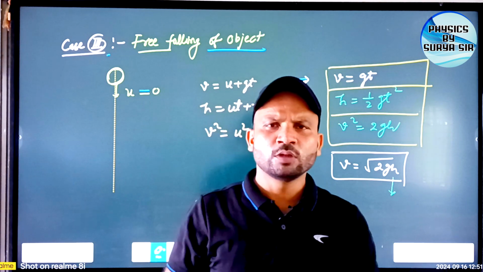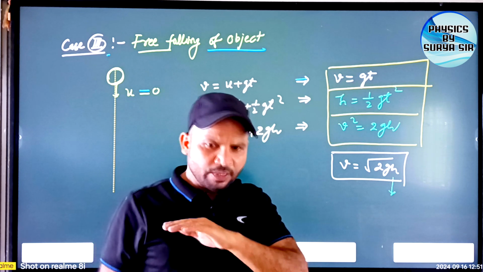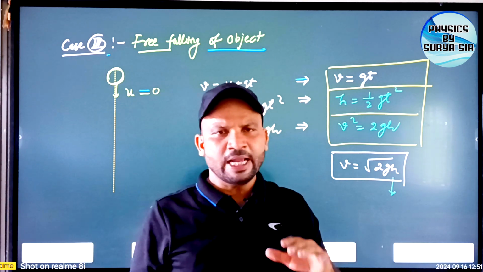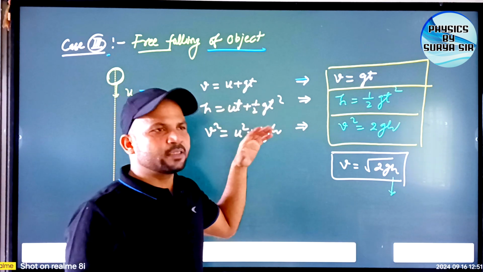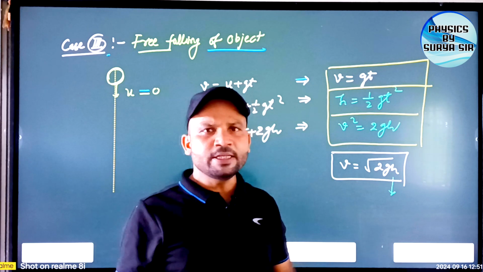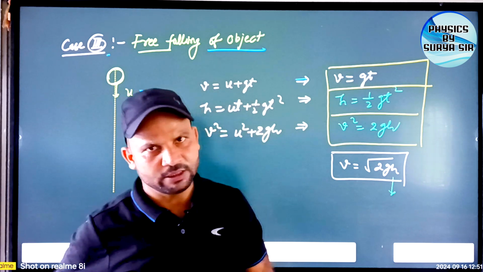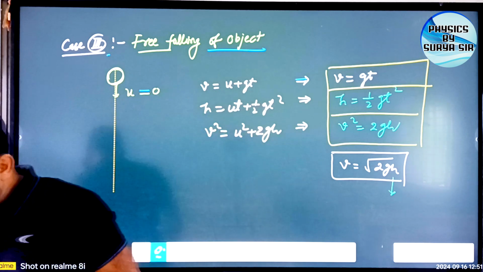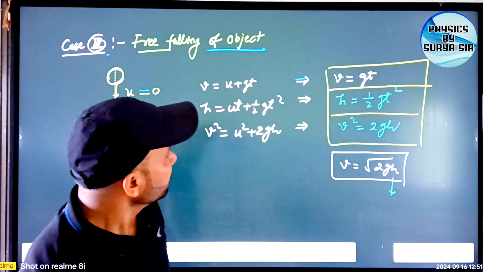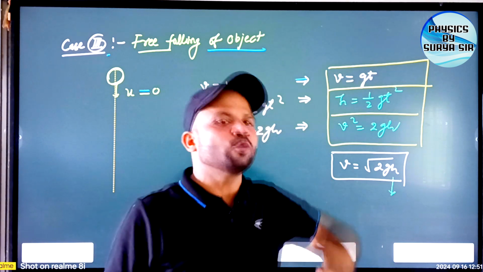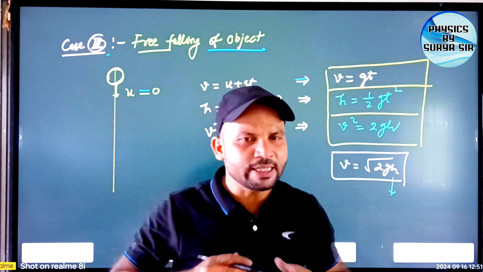Okay, so now we are in a situation where we have the concept of what is acceleration due to gravity and what are the equations of motion under gravity. And we have discussed three cases: when the object was moving in the upward direction, when the object was falling in the downward direction, and the last one is the free falling case.